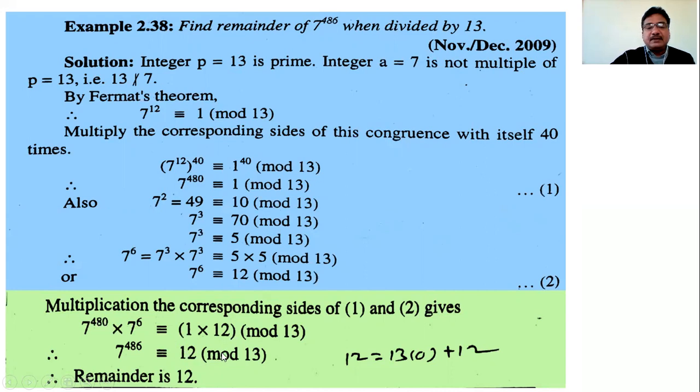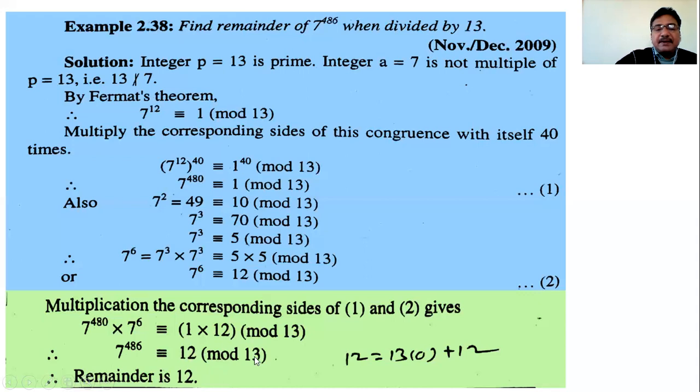1 into 12 is 12, modulo 13. And if you divide 12 by 13, then 0 is the quotient and 12 is the remainder. So suppose you have the number 17 at this place. If we divide 17 by 13, then 1 is the quotient and the remainder is 17 minus 13, which is 4. So the answer is remainder 4.